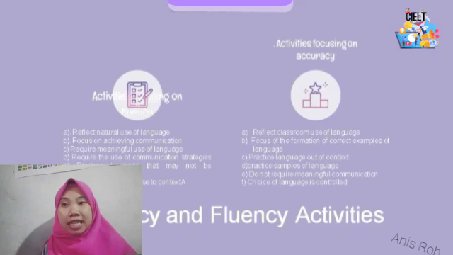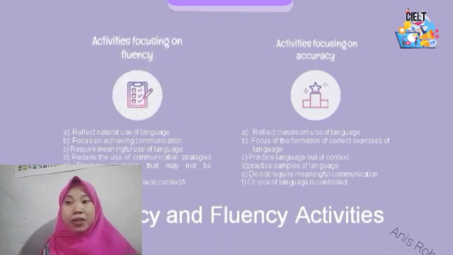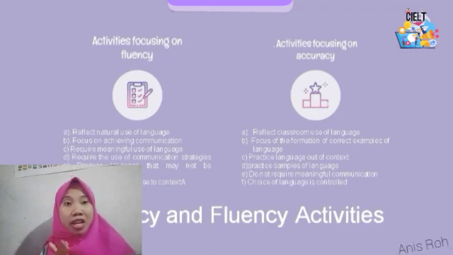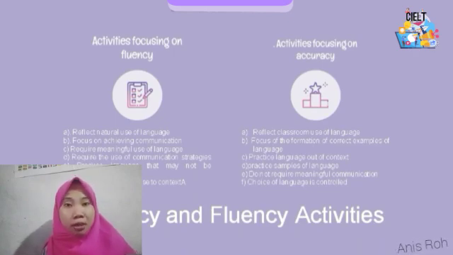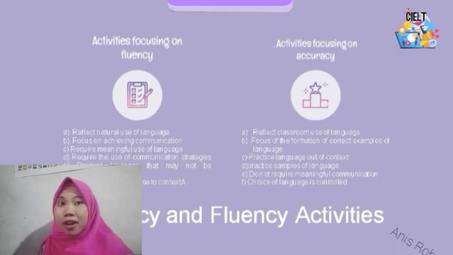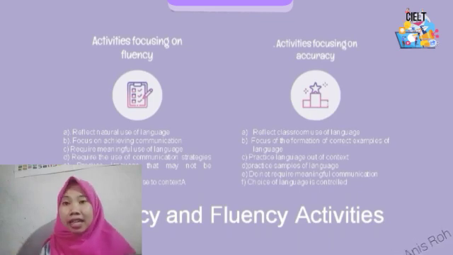And number 1 is activities focusing on fluency. There are 1, 2, 3, 4, 5. Number 1 is reflect natural use of language, and focus on achieving communication. The next is require meaningful use of language, require the use of communicative strategies, and produce language that might not be predictable, and the last is linking language use to context. This is activities focusing on fluency, right? Focusing on fluency.